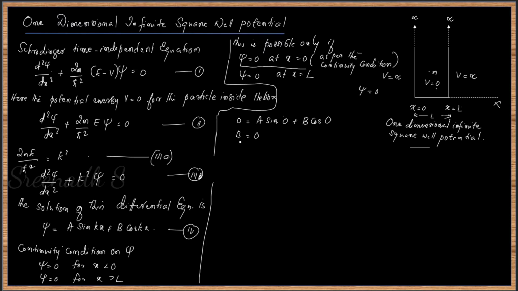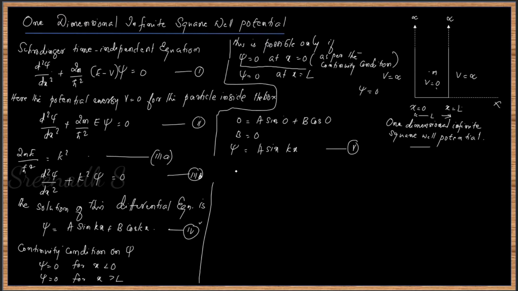So substituting this value b is equal to 0 again in equation number 4, what will be the value? Psi is equal to a sine kx. Substitute the value of b is equal to 0 in equation number 4. What will you get? A sine kx. So this we can give equation number 5.